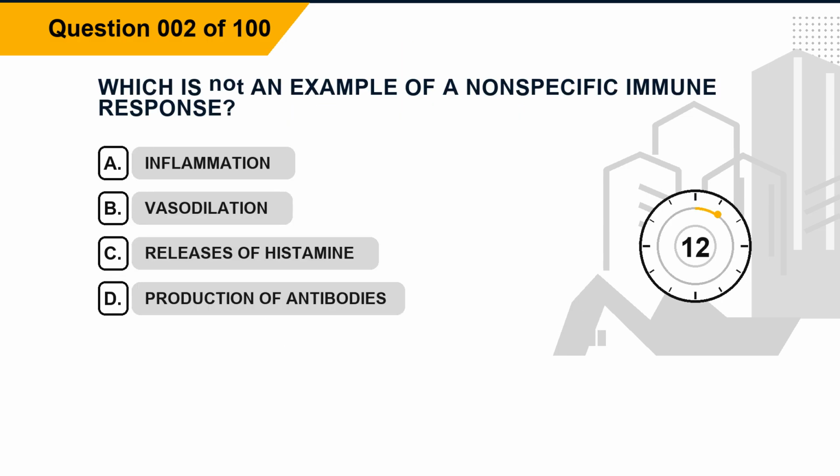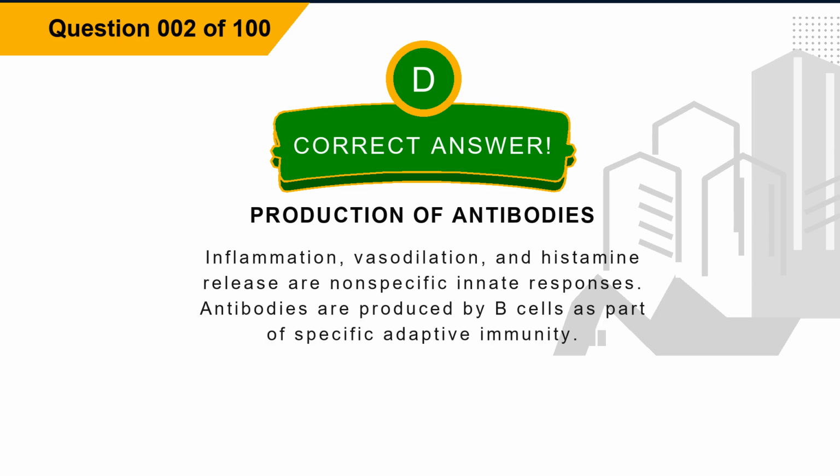Question 2. Which is not an example of a nonspecific immune response? Option A, inflammation. Option B, vasodilation. Option C, release of histamine. Option D, production of antibodies. The correct answer is option D, production of antibodies. Explanation. Inflammation, vasodilation, and histamine release are nonspecific innate responses. Antibodies are produced by B cells as part of specific adaptive immunity.